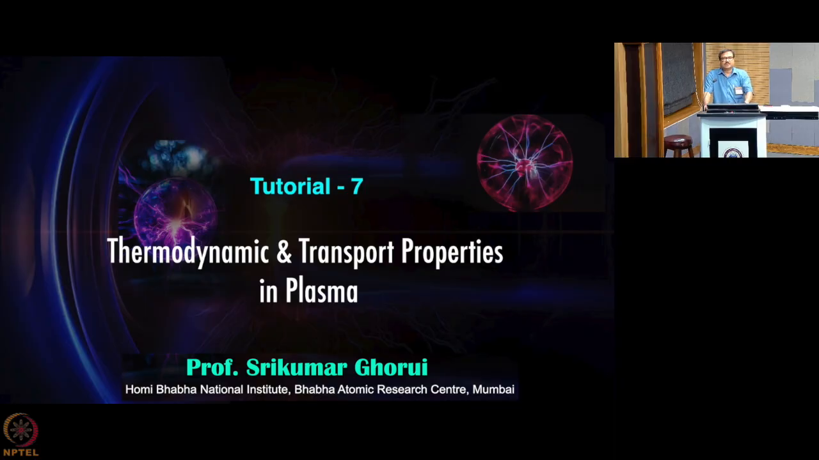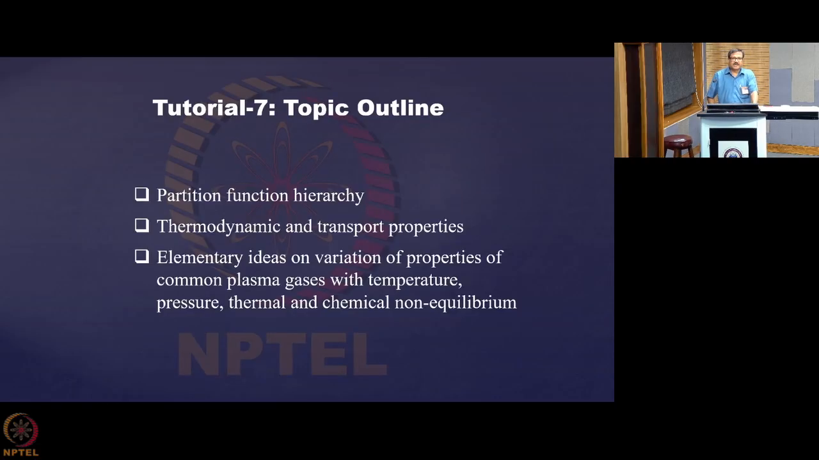Then we'll try to understand the summary of the key features of these transport and thermodynamic properties. Then we'll do some numerical problems. So the topics that we'll be considering in this: the partition function hierarchy, then thermodynamic and transport properties, summary of the key features, then some elementary ideas on variation of properties of the common plasma gases with temperature, pressure and chemical non-equilibrium. Then we will go for some numerical problems.